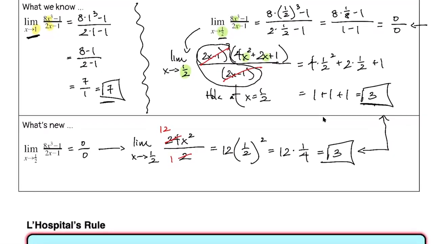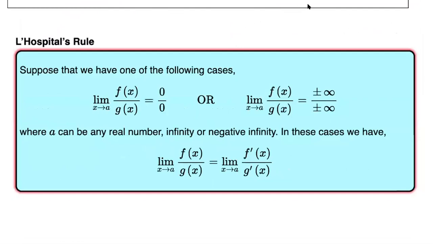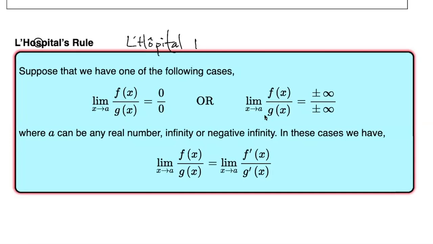Okay. All right, so here's the rule. The rule is called L'Hopital's Rule. All right, some books have it with the S, okay? And some textbooks have it like this, okay? Both of them refer to the same rule, and we call it L'Hopital's Rule.